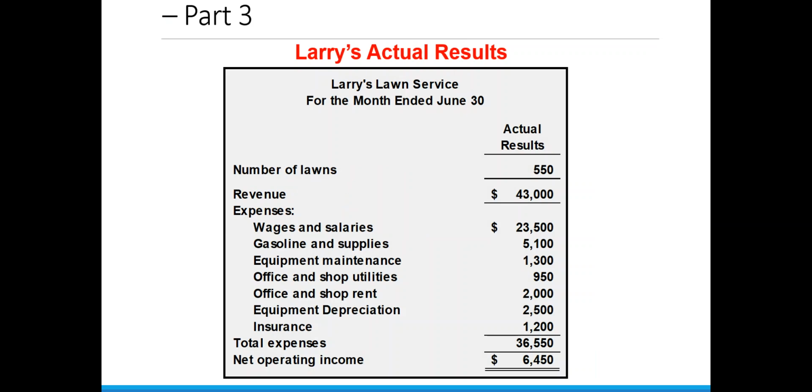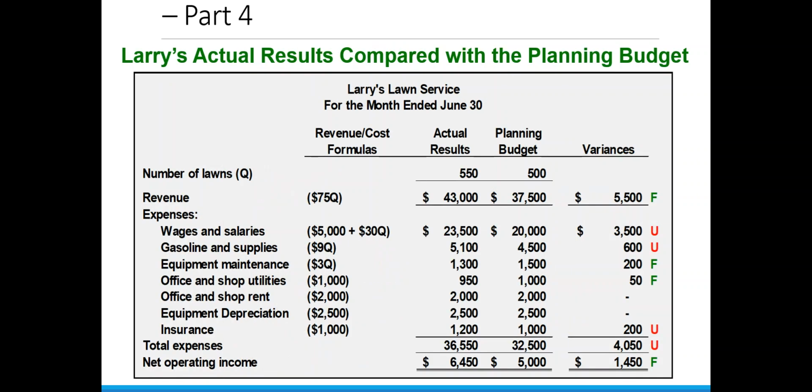So when the actual results come in, you see that Larry mowed 550 lawns. They had revenue of $43,000 and net operating income of $6,450. On the surface, when we just compare the actual results to the planning budget, it looks like we had a very favorable revenue variance. That's what this means. F is favorable, U is unfavorable. Anytime revenue is over what we planned, it's always favorable. Anytime expenses are greater than planned, it's always unfavorable.